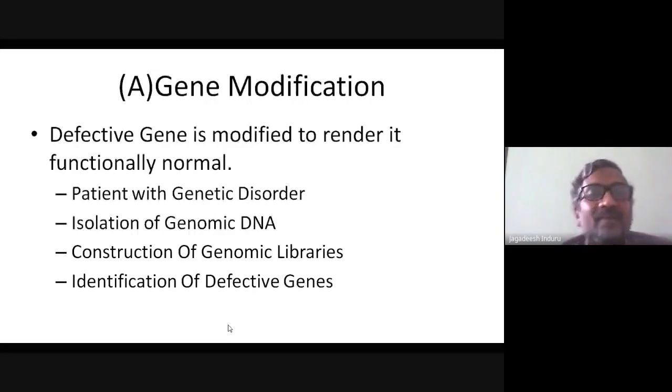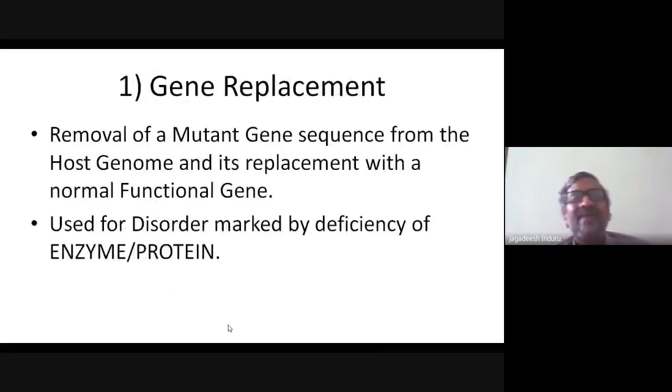And when that particular one, we are going to have a gene replacement. So the removal of the mutant gene sequence from the host genome, we find the particular defect. So we remove that, and it is replaced with a normal function gene. So it is actually what is called a cut and paste. So we cut the specific gene and paste the correct gene.